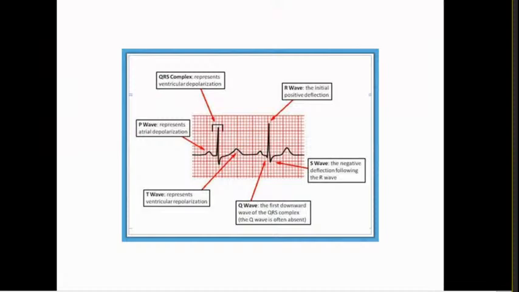The P value represents atrial depolarization. The QRS complex is ventricular depolarization. The T value is the ventricular repolarization. Mention the repolarization, it is very, very important. Then another is the downward waves of the QRS complex. The R wave is the initial positive deflection. S is the negative deflection.